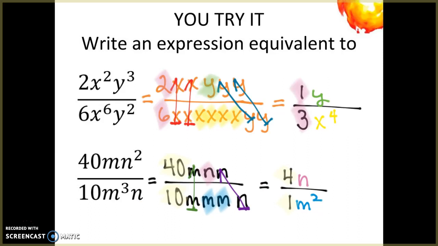And so that's pretty much it as far as dividing monomials go. We're just expanding it out and then trying to cancel out the variables from the numerator and the denominator, and then whatever is left, we put it back together as either a fraction, like this, or if there's no fraction, it could be a whole number.